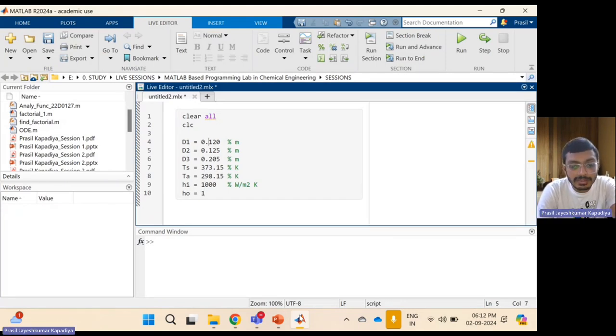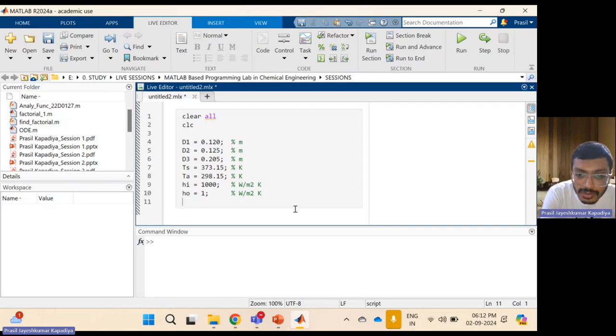I should put semicolon everywhere else. What will happen? All these values will be printed and these we don't need. Okay. H naught is 1 and its unit is also same, watt per meter square Kelvin. So let's add this here.